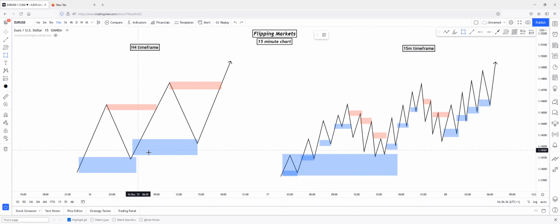Price steps into this second demand zone, which is down here. The second 4-hour demand zone will look like this on the 15-minute. And if price steps into this zone on the 15-minute chart, we can expect a reversal point again, and we can expect demand trades over supply trades again.